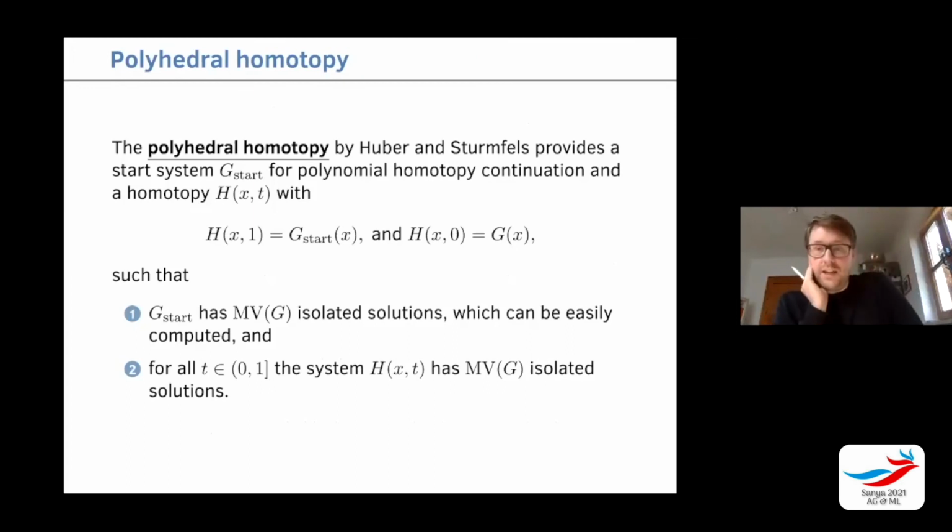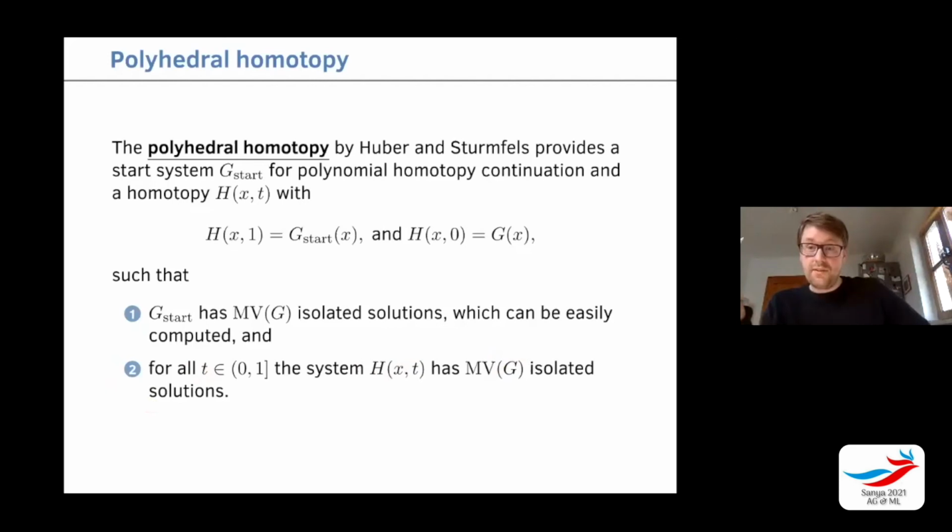There's something called polyhedral homotopy, a specific homotopy given by two authors, Huber and Sturmfels. I think Bernd Sturmfels is in the audience here, and can give more insights if he wants. They provide a specific start system for polynomial homotopy continuation and a homotopy with the following properties. First, g start, the start system, has mixed volume of g many isolated solutions, and those solutions can be easily computed. Secondly, for all t between 0 and 1, except for t at 0, because there you don't know what's happening, the system h of x and t, your homotopy, also has mixed volume of g many isolated solutions. That's polyhedral homotopy.